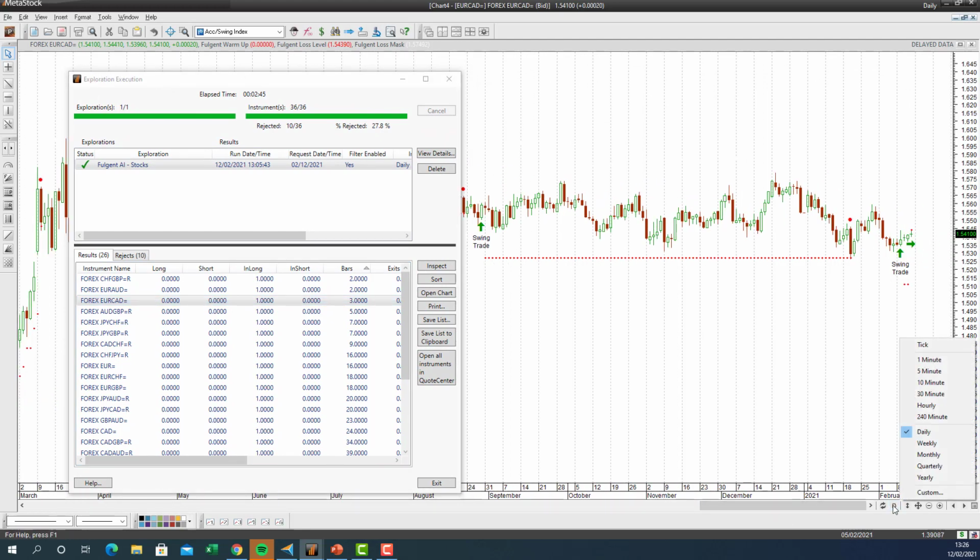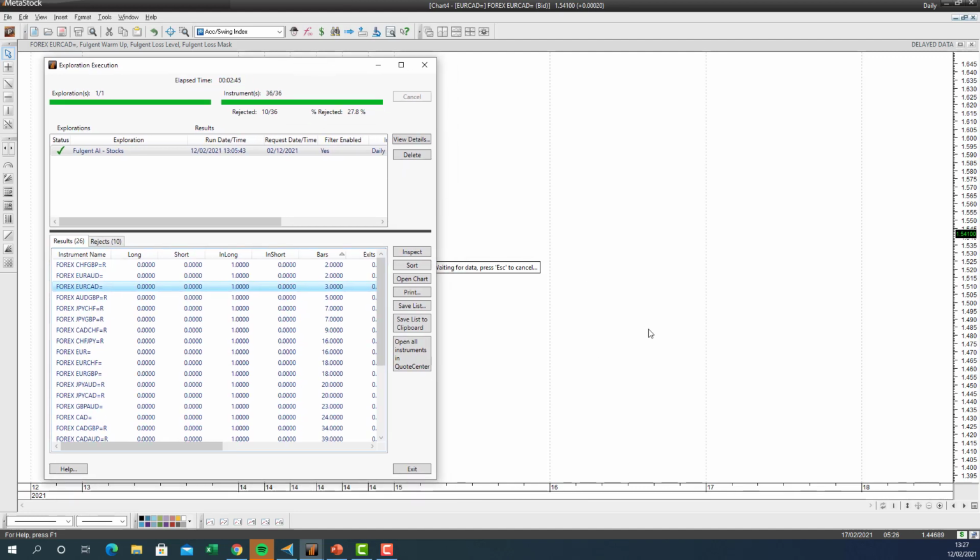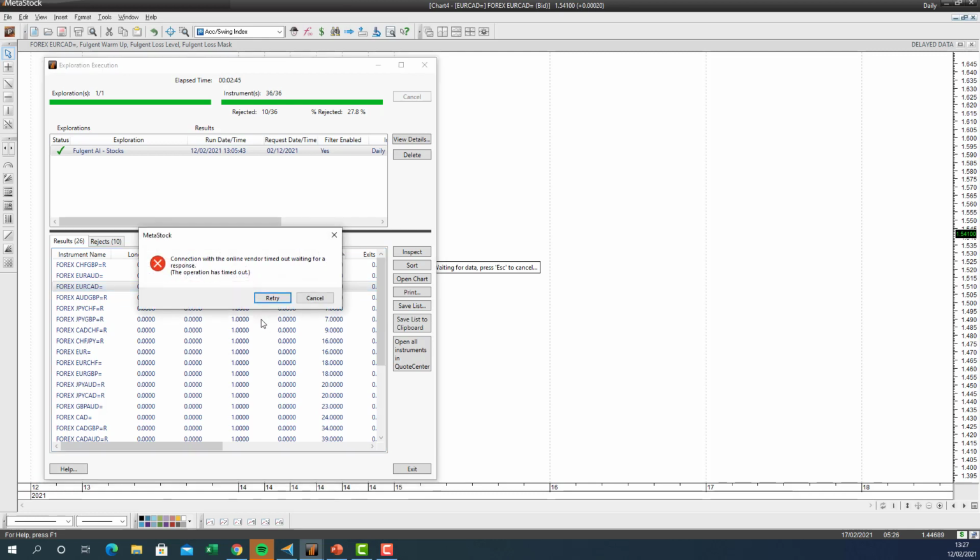So let's dip into the Euro CAD and go to the 4-hour chart, see what's going on over there. It takes a while. You must realize it's a tremendous amount of data that the AI is doing this in real time. It's not a static engine. It's dynamic in real time, and also depends on the processing power of your computer. There we go. It's taking a while to load. I might have too many charts open in the background. There we go, timed out. I'm going to close some charts and I'll be right back.